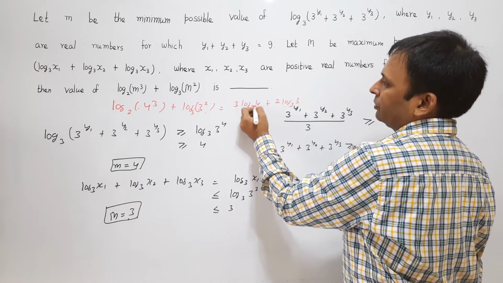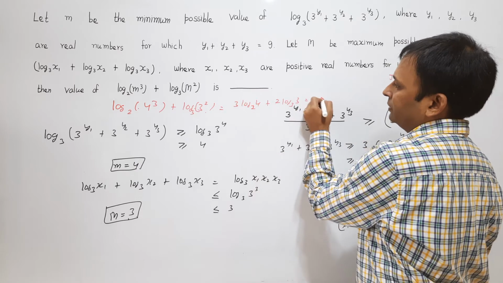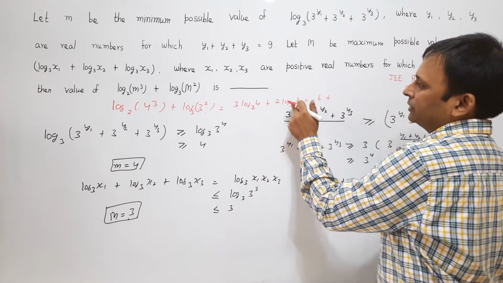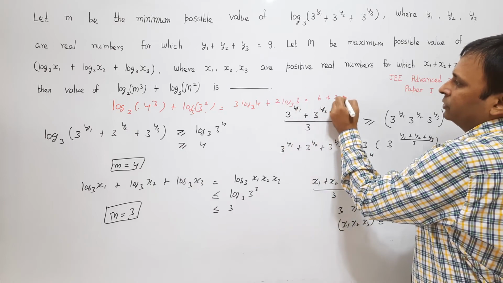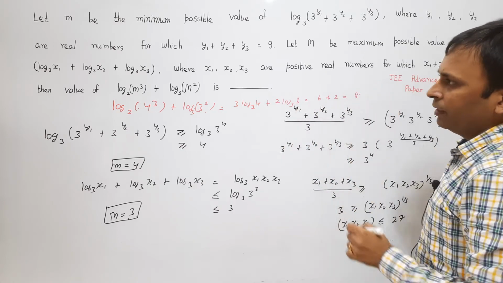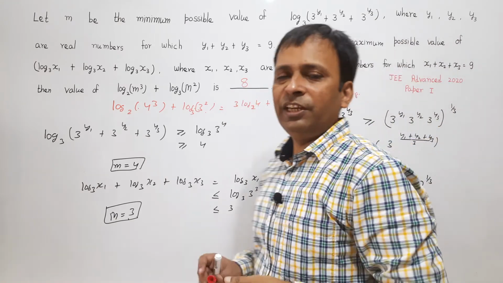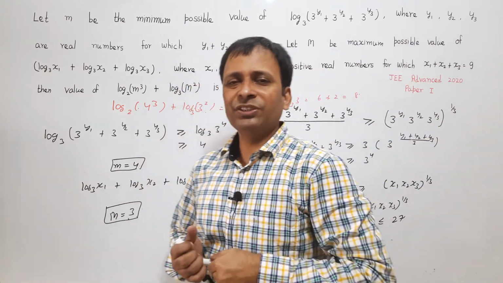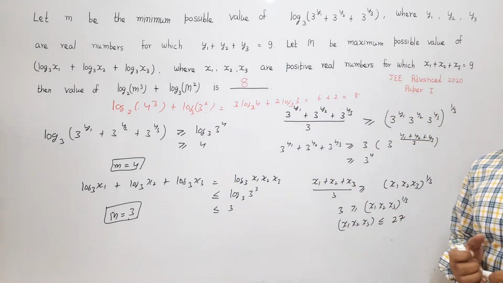So log of 4 with the base 2 is log of 2 square, which is equal to 2. 2 multiplied with 3 will give you 6. And log of 3 with the base 3 is 1, multiplied by 2 is 2. So this will be equal to 8. So the value of this expression will be equal to 8. So 8 will be the answer to this question. So this way we can easily solve this particular question.